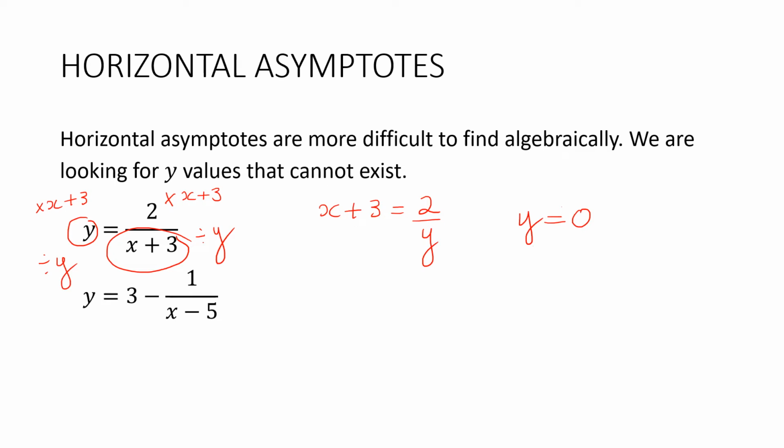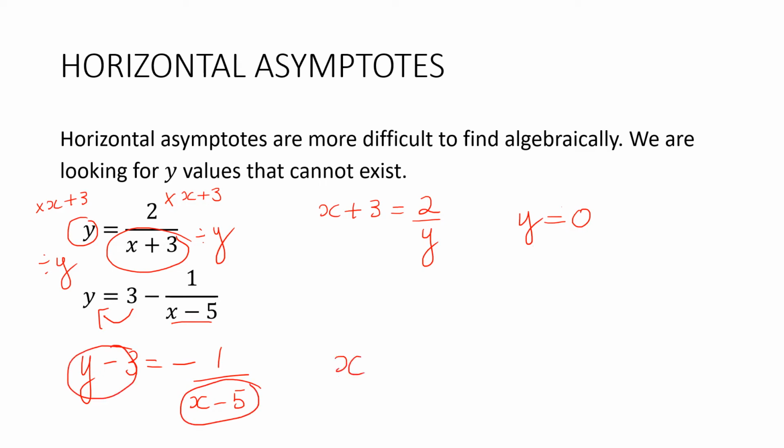What happens when we get a question like this? I can't easily move this x minus 5. I'm going to do one extra step. I'm going to take this 3 over first. y take away 3 is equal to -1 on x take away 5. Now I can switch this and this. Gives me x minus 5 equals -1 on y minus 3. Where's the asymptote? Hopefully you're telling me at y is equal to 3.